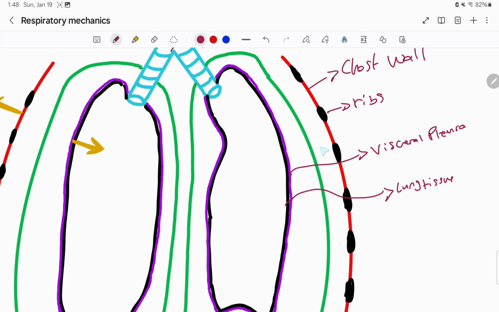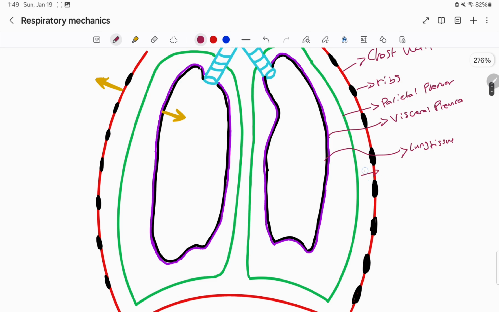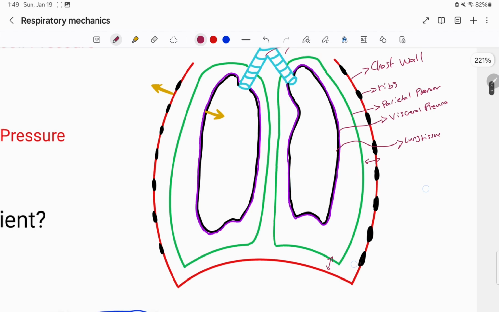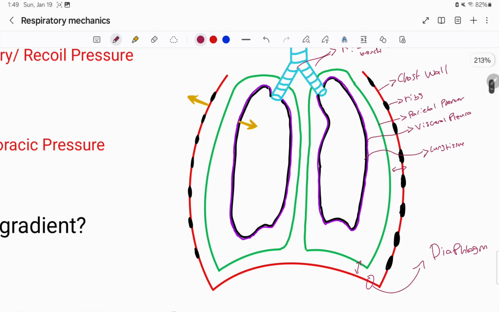Now, there is another pleura in green here. It is the parietal pleura. Not shown here, but technically the parietal pleura attaches to the chest wall and to the diaphragm. Which brings me to this side here. What is this little dome-shaped muscle? This is the diaphragm. So the parietal pleura attaches not only to the chest wall but also to the diaphragm, which is very important.